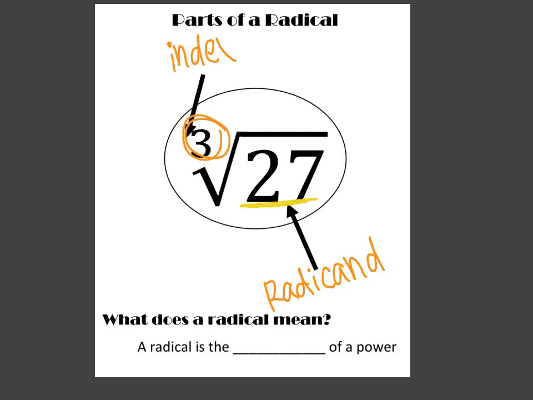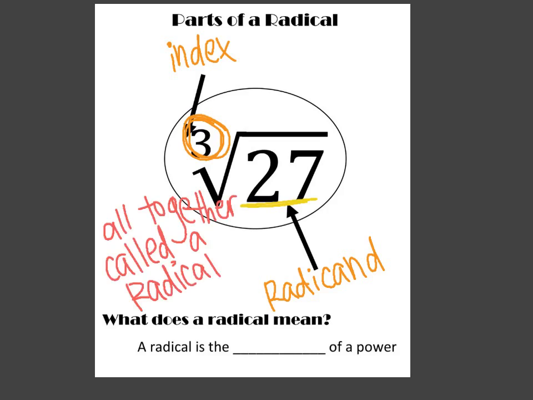Now it's very important that you realize that this number, this 3, is above the check mark. Okay? It's not in front of it. It means something different if it's in front of the check mark. But above the check mark, above the radical, is our index. Now altogether, it is called a radical. So the radicand and the index together is called a radical.